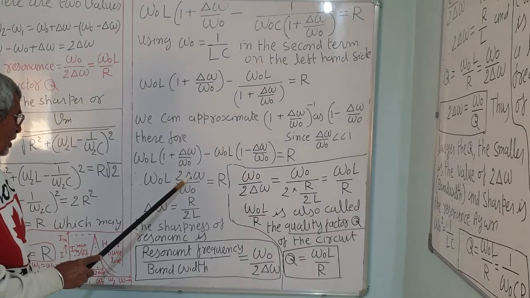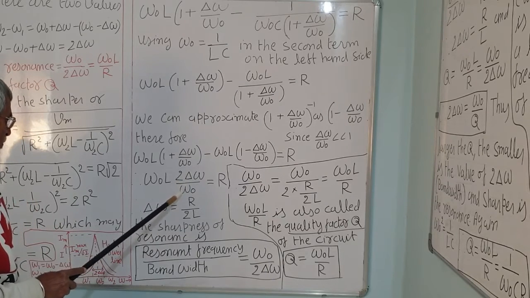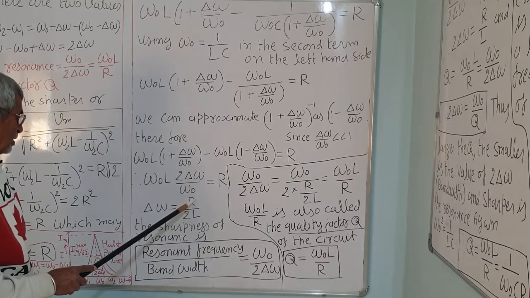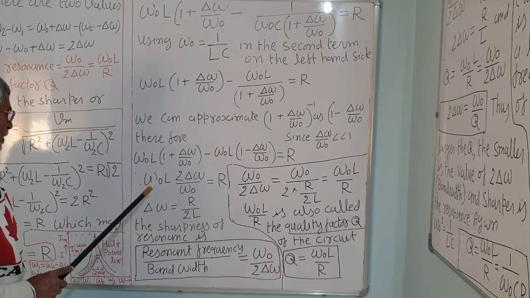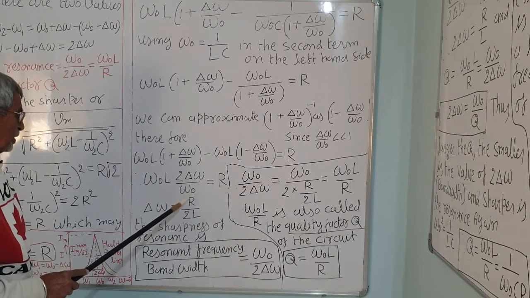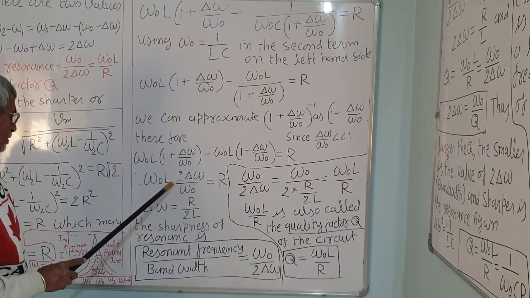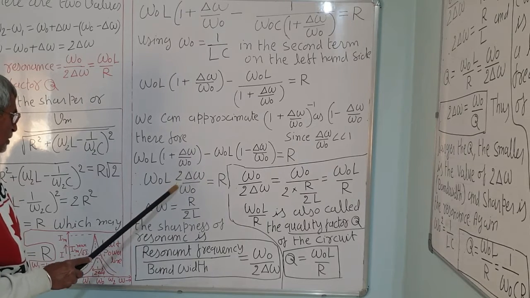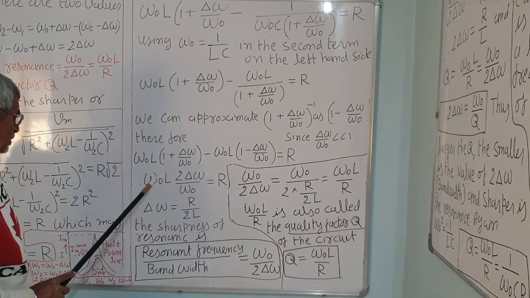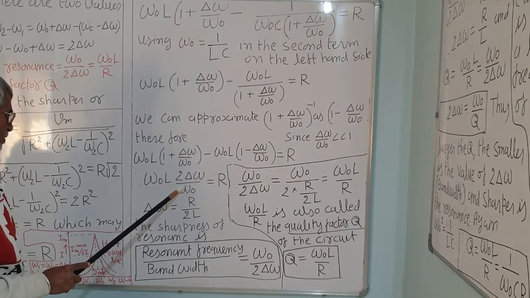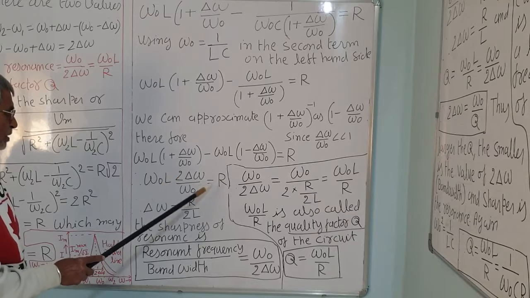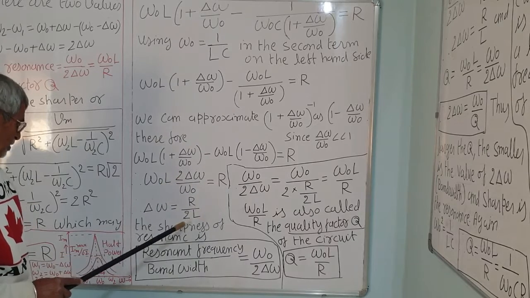So delta omega: omega 0 L into 2 delta omega upon omega 0 is equal to R. Taking the other terms to this side, omega 0 cancels, correct, and 2L goes below, so delta omega is equal to R upon 2L.